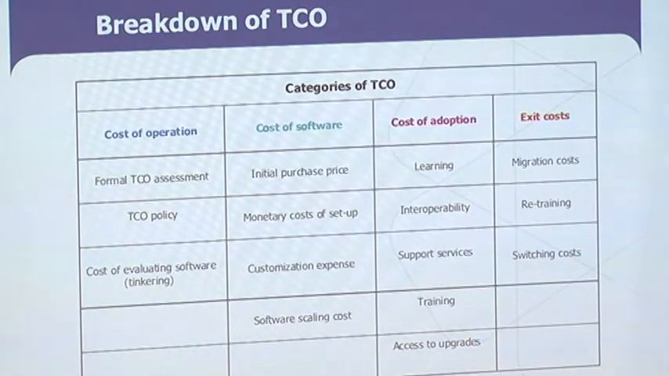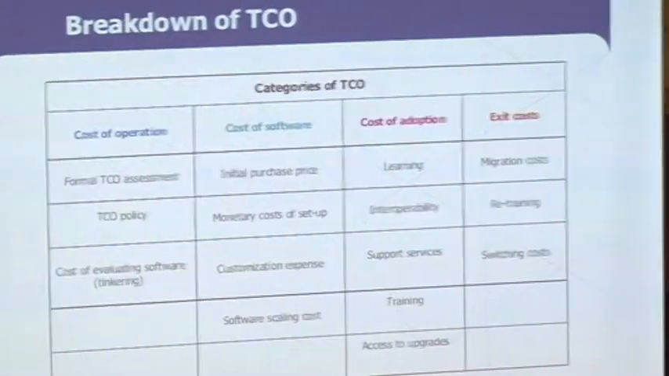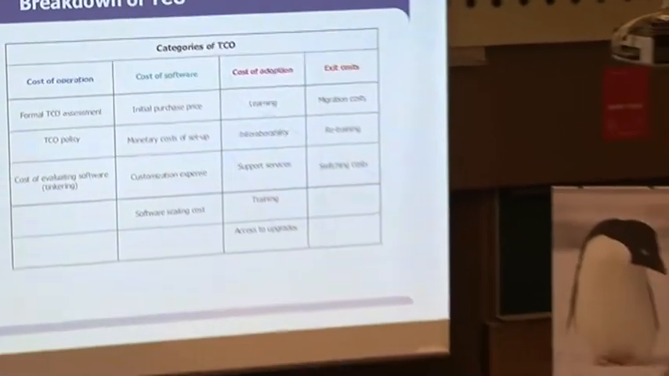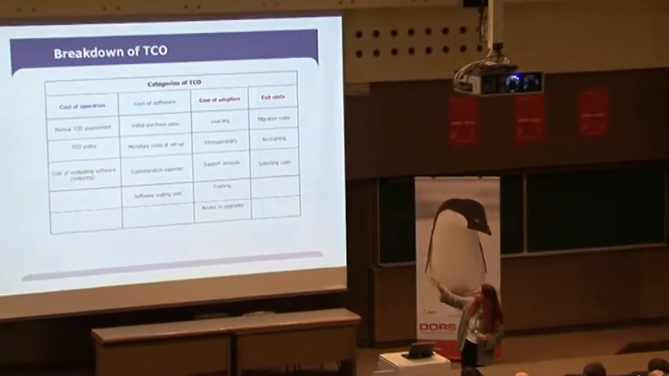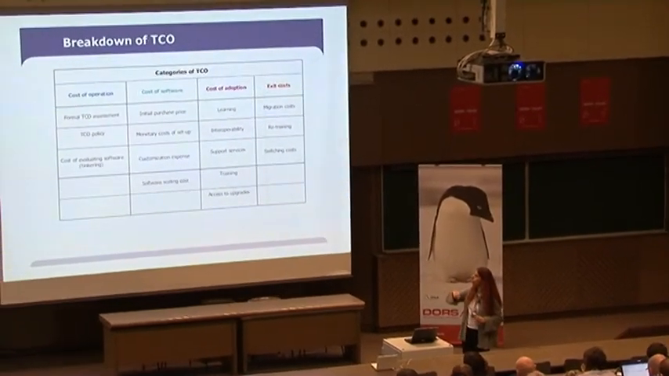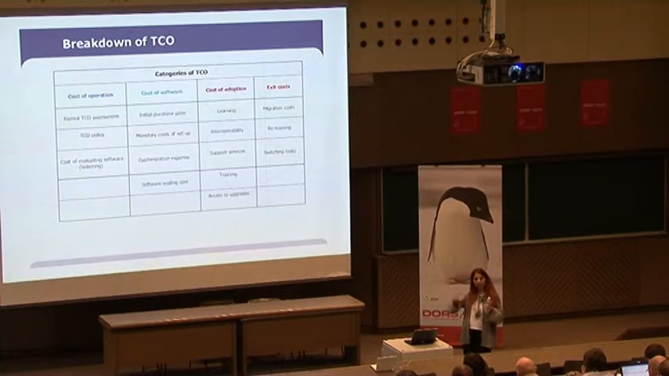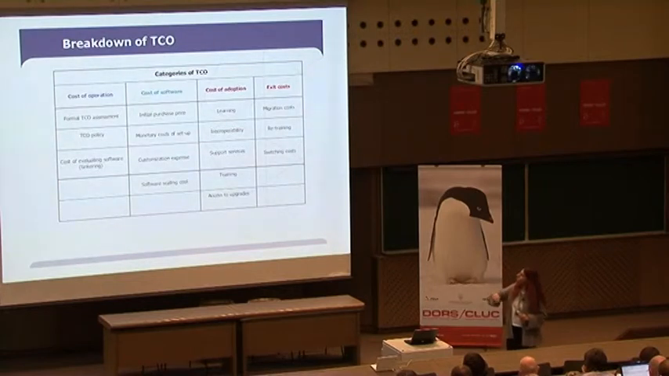And I think these two categories is where open source is slightly distinctive. And this is what makes it interesting for me, right? For TCO analysis of open source, I found that these two categories were actually different. And I think we need to focus a little bit more. So under cost of software, for instance, initial purchase price, monetary cost, a set of customization expense, software scaling. These are things that you are all familiar with, and it's a software cost. Cost of operation, doing a formal TCO analysis, TCO policy, things like that.